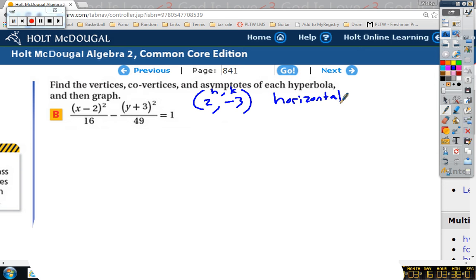So again, going back to that table we're supposed to have copied down, my correct form for my equation. So I see that one there. My vertices are H plus or minus A, comma K. My foci are H plus or minus C, comma K.